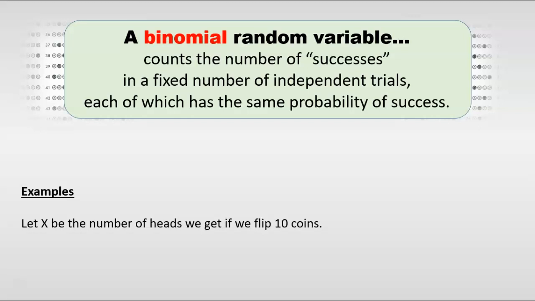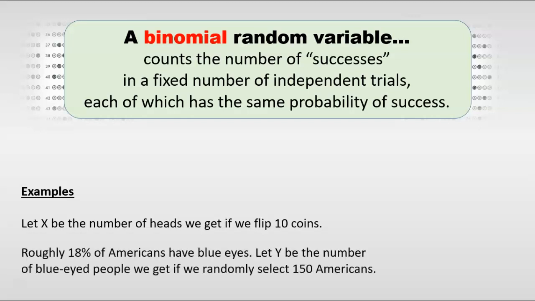Let's do another example. Roughly 18% of Americans have blue eyes. Let y be the number of blue-eyed people we get if we randomly select 150 Americans. Is this random variable binomial? Well, we have to ask ourselves, do we have a fixed number of independent trials in which we are counting successes? Yes, we do. We have 150 trials in which we look at random Americans' eyes.